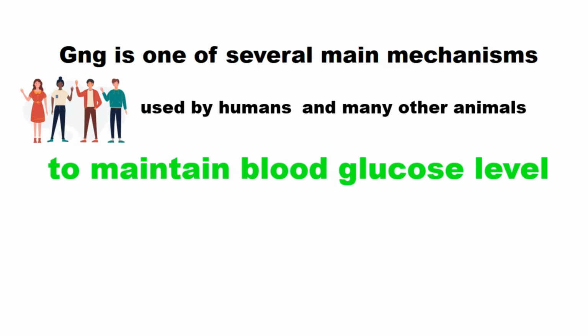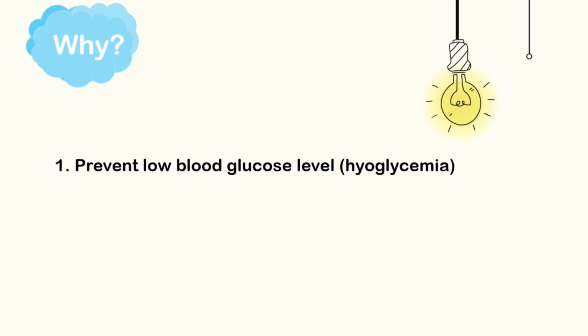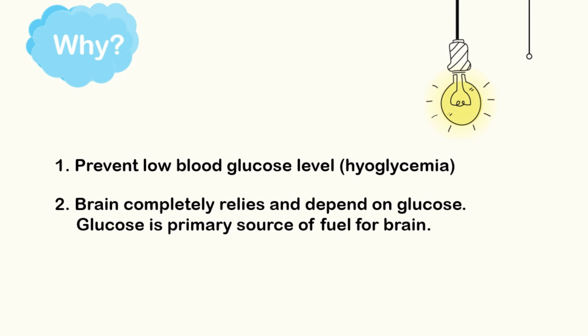Gluconeogenesis is one of several main mechanisms used by humans and many other animals to maintain blood glucose level, avoiding hypoglycemia. Gluconeogenesis is a ubiquitous process present in animals, plants, bacteria, fungi, and other microorganisms. Sites of gluconeogenesis: liver, kidneys, and intestines. Why is gluconeogenesis important? First, to prevent low blood glucose level. Second, the brain completely depends on glucose because glucose is the primary source of fuel for the brain.